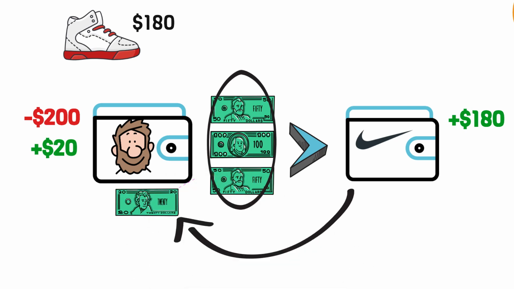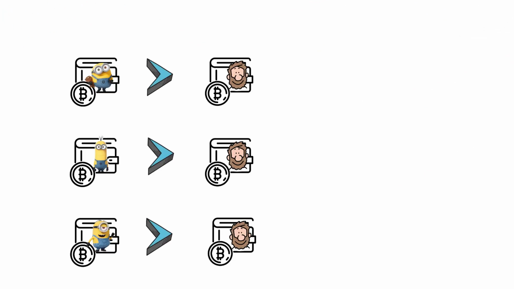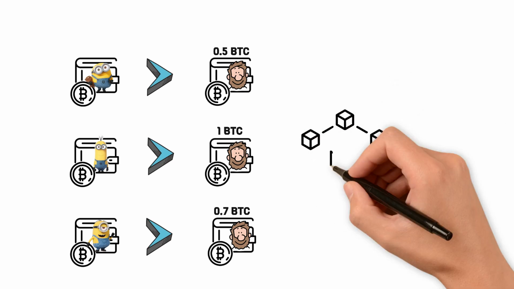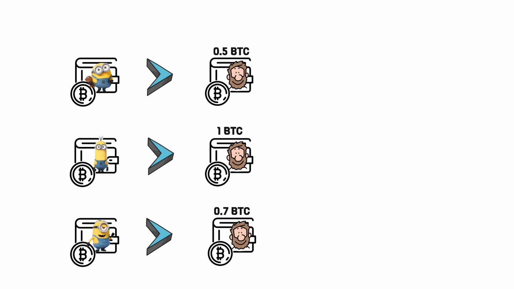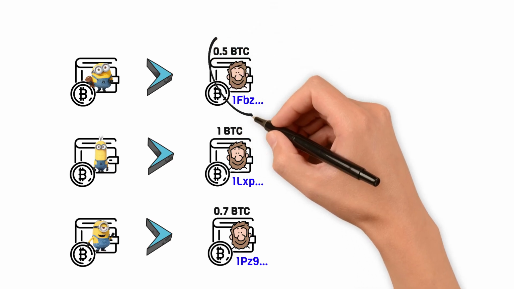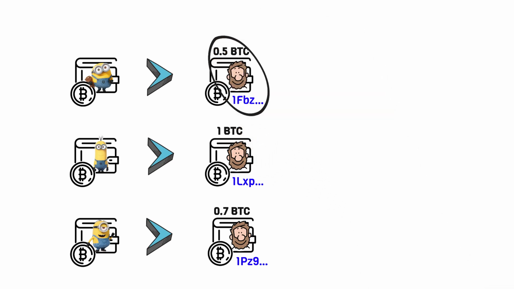Bitcoin treats the amounts you receive from previous transactions similarly to cash. So let's say you previously received 0.5 Bitcoin from Bob, 1 from Kevin, and 0.7 from Stuart. These three amounts become three separate digital bills recorded on the Bitcoin blockchain, and each one is associated to the wallet address you provided the sender. In this case, you sent them address 1FBZ, 1LXP, and 1PZ9 to receive some Bitcoin. And so each digital bill is assigned to a different address associated with your Bitcoin wallet.